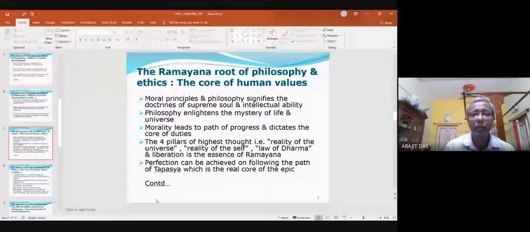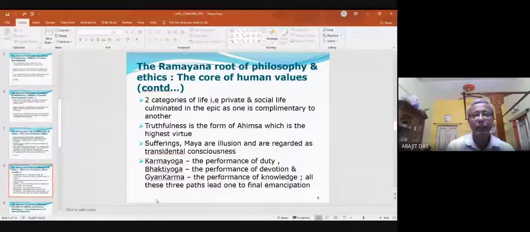Next point, the Ramayana root of philosophy and ethics, the core of human values. Moral principles and philosophy signify the doctrines of the supreme soul and intellectual ability. Philosophy enlightens the mystery of life and the universe. Morality leads to the path of progress and dictates the code of duties. The four pillars of the highest thought, that is the reality of the universe, the reality of the self, the law of dharma, and liberation, are the essence of Ramayana. Perfection can be achieved by following the path of tapasya, which is the real core of the epic.